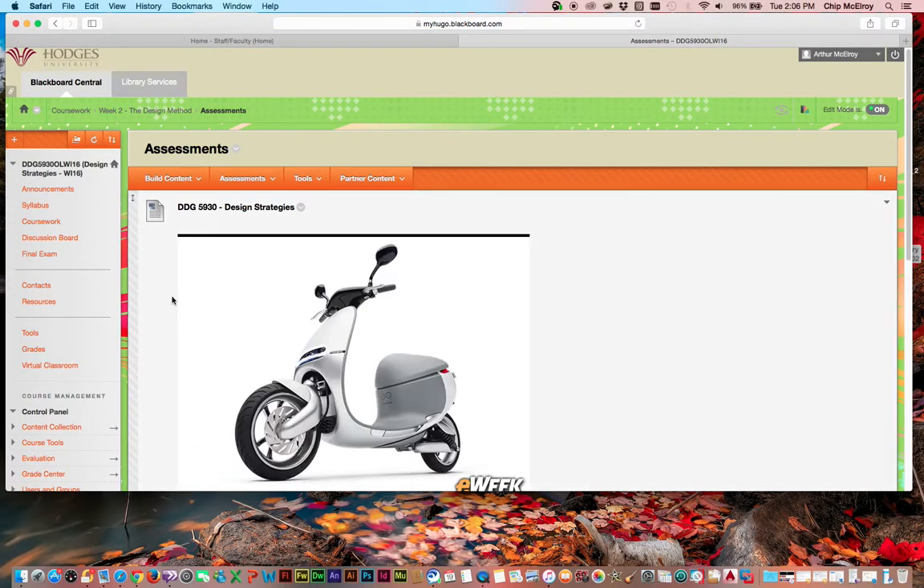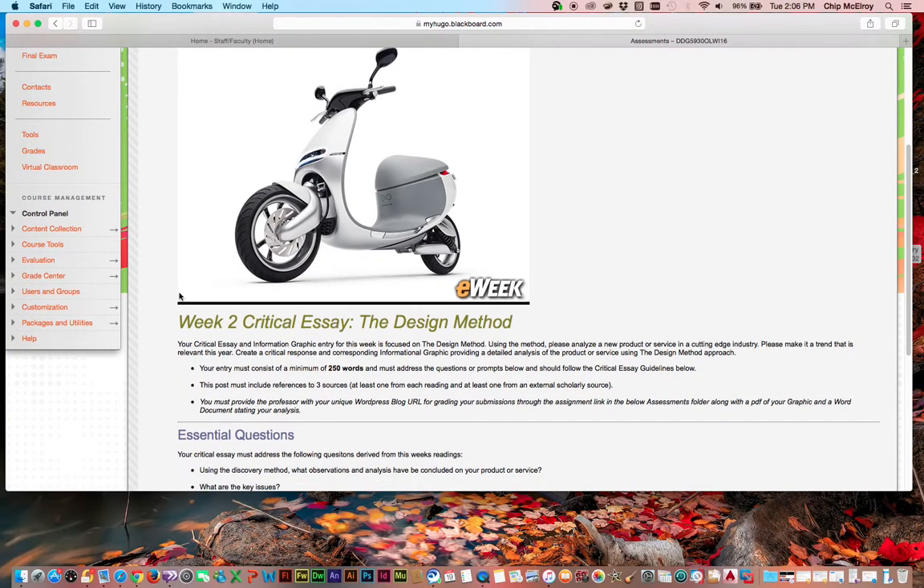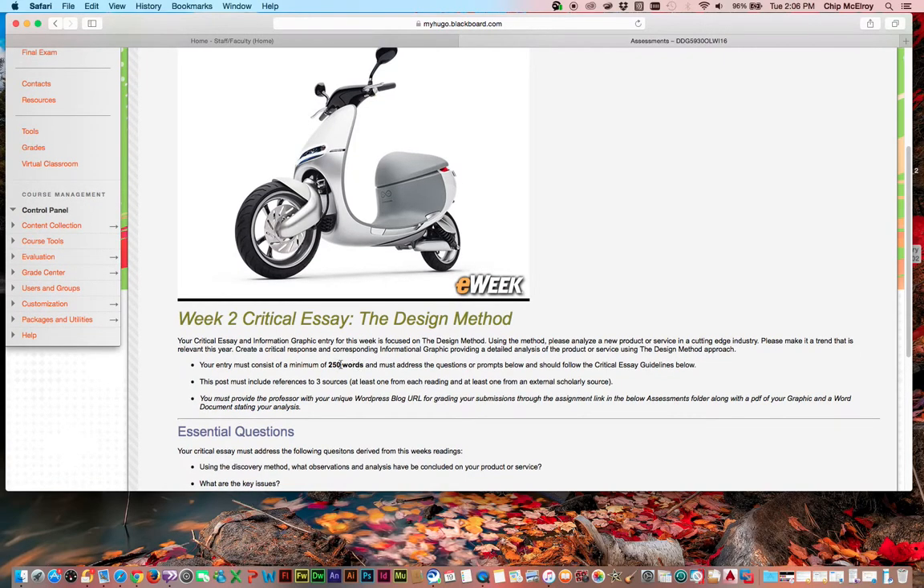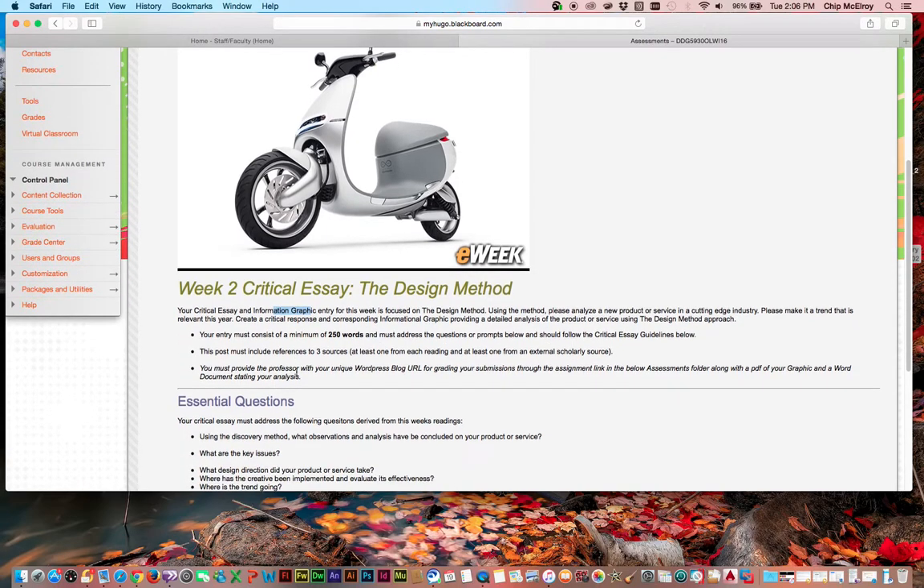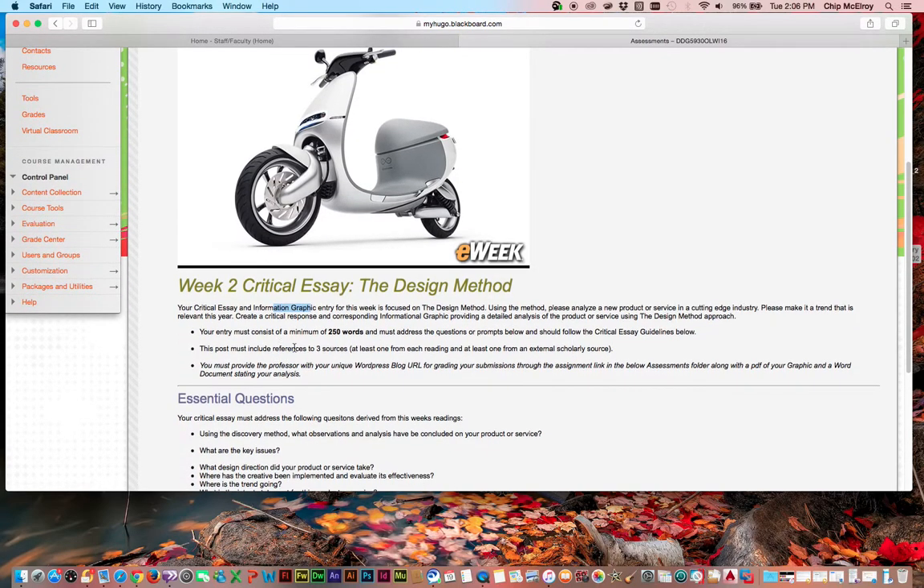And we have an assessment folder. Remember, each week we will have a critical essay. This week's critical essay is all about the design method. So remember, it's 250 words. You'll do an essay and an information graphic. Remember that we're doing those each week, just to continue to expose you to different resources for taking information and making it more graphic. Remember that I need that unique URL or Word document referencing your 250 words and a PDF of your graphic.